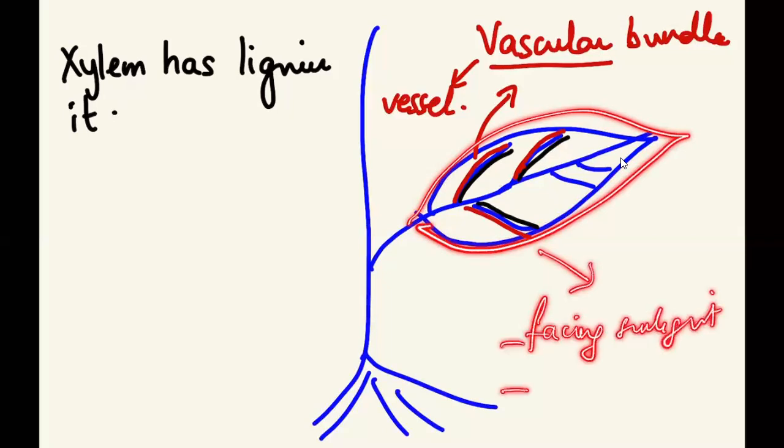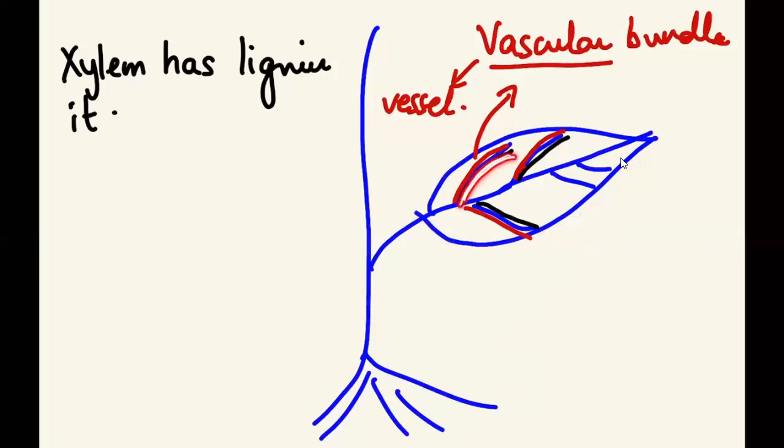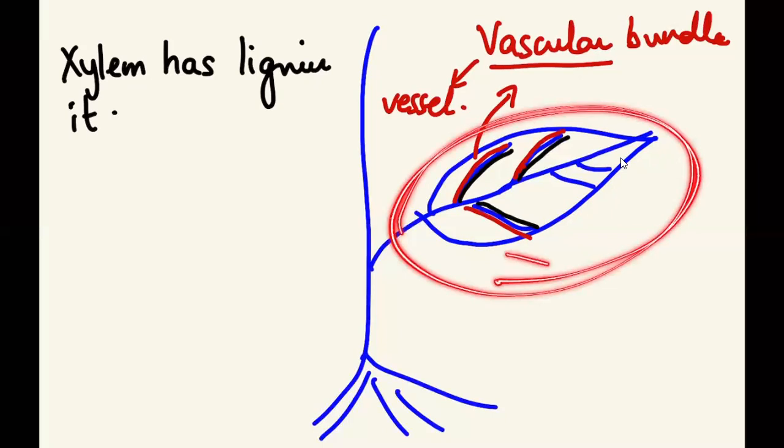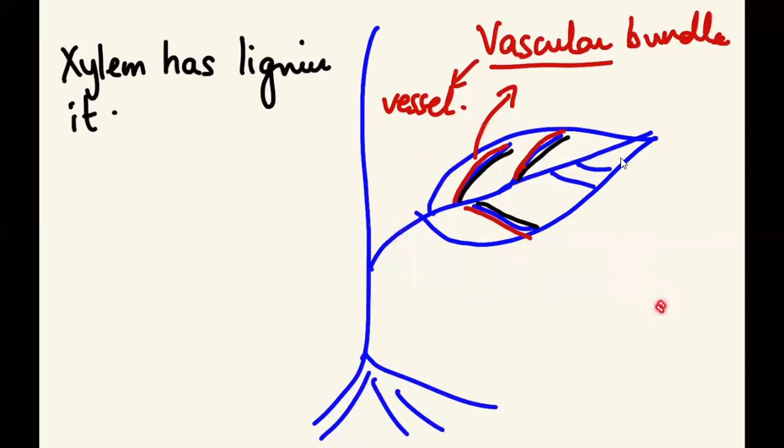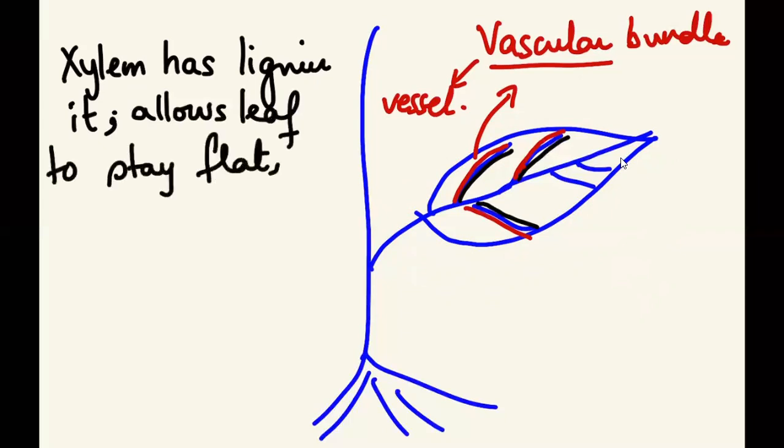It also enables the leaf to have a large exposed surface area so that it can face the sunlight. It's only possible because the xylem, which is contained in these vascular bundles, has lignin, because lignin allows the leaf to expand itself and stay flat like this so that it can face the sunlight. So what we will say is that the xylem, which has lignin in it, allows the leaf to stay flat and expose its large surface area to the sun.